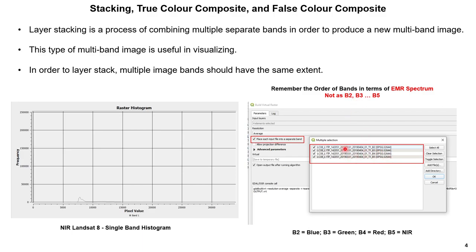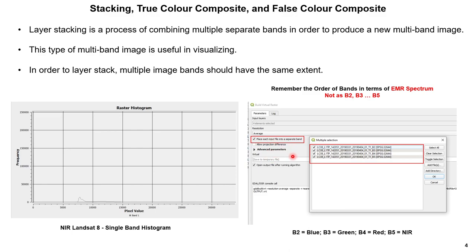So here, if you can see, this is one of the tools which I'll be demonstrating shortly. It is called Build Virtual Raster. If we go into that, here you can see a prompt. We can place each of the input files into a separate band. So we just need to check this option, and then select the data. We have band 2, band 3, band 4 and band 5. These are our inputs, and we need to check this option.